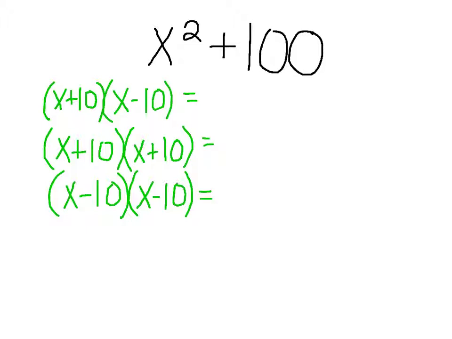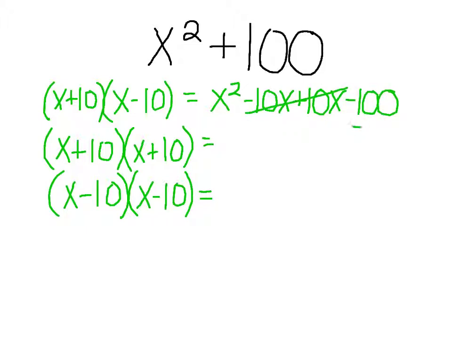But let's FOIL these out now. X times x is x squared minus 10x plus 10x minus 100. These cancel out, and I'm left with x squared minus 100. Is that my answer up here? No. Therefore, this doesn't work.